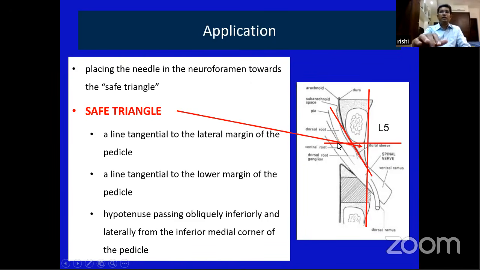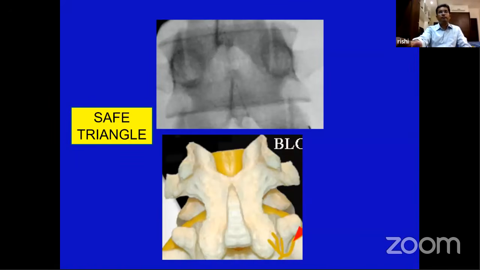And this is the place where the maximum inflammation is happening. And that's where we need to point our spinal needle and where we need to instill the steroid.